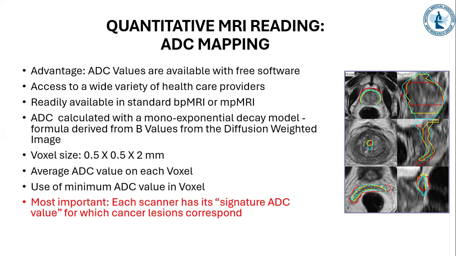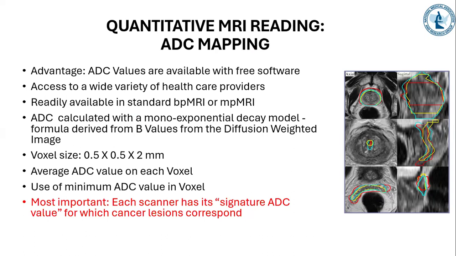And of course, you need diffusion-weighted image because the ADC is calculated with a mono-exponential decay model formula from the b values from the diffusion-weighted image. We use, of course, the minimum ADC value in the voxel, which is the average ADC for each voxel.